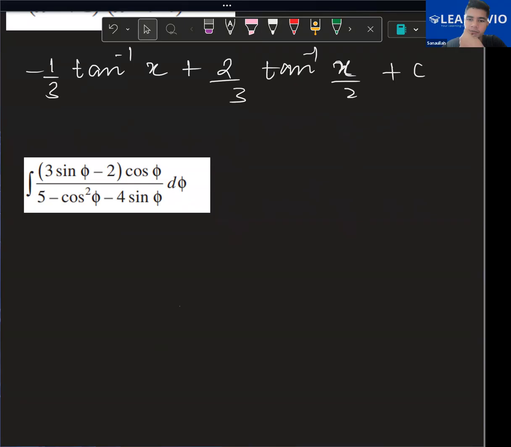What will be the first step? What has come to your mind? What will you do in the first step?